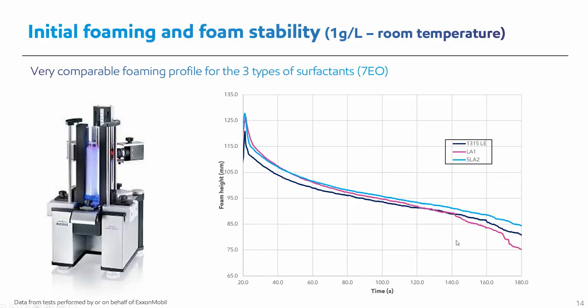From this graph, it can be seen that the maximum foam level is slightly lower with the 1315 Le ethoxylate, which is in line with the higher branching level in the hydrophobe. In terms of foam stability, we can observe that those 3 surfactants show a comparable profile.